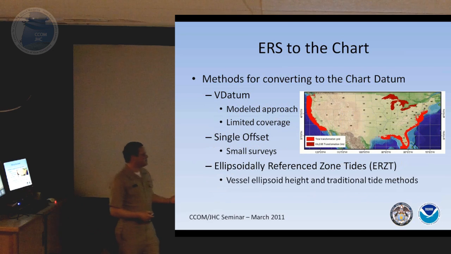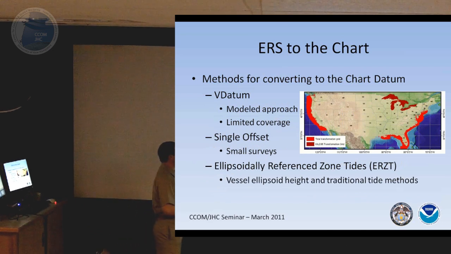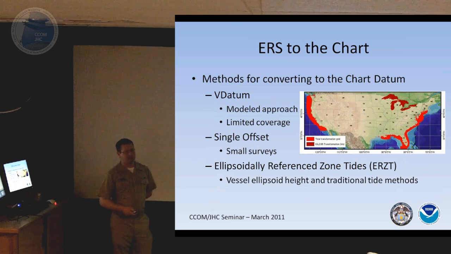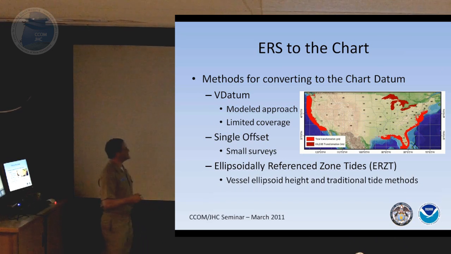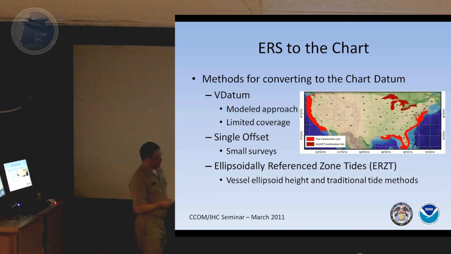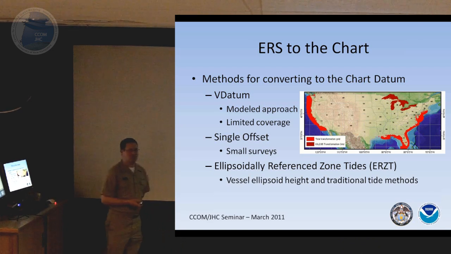So the issue with ERS, though, is getting back to the chart datum. The ellipsoid is pretty meaningless if you try to put your ellipsoid height on the chart. Clearly, you know, the QE2 would have been, anyway. So the method that we have right now for approved getting back to the chart from our ellipsoid height is VDatum, which I understand the geodesy class talked a little bit about yesterday.